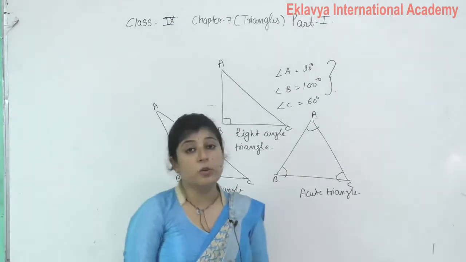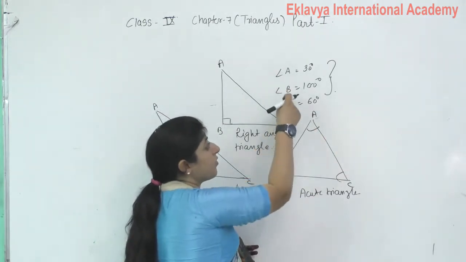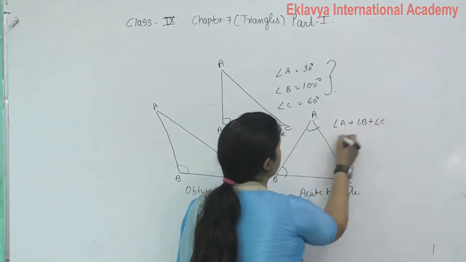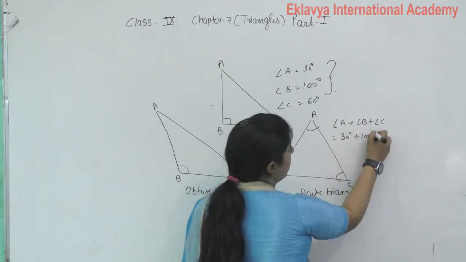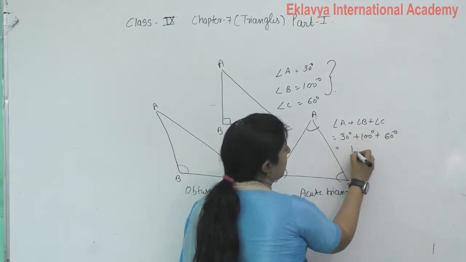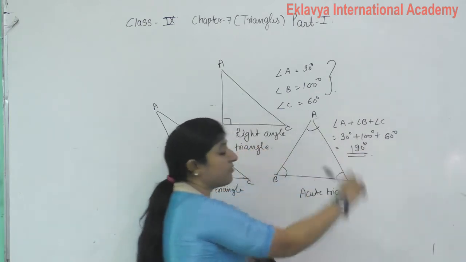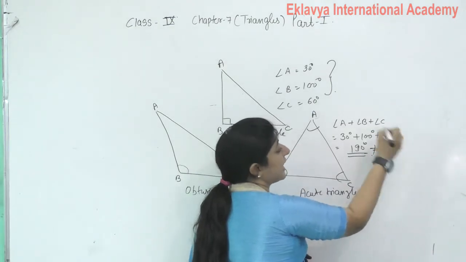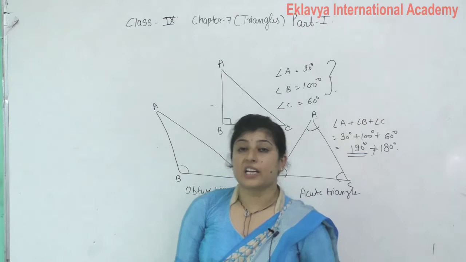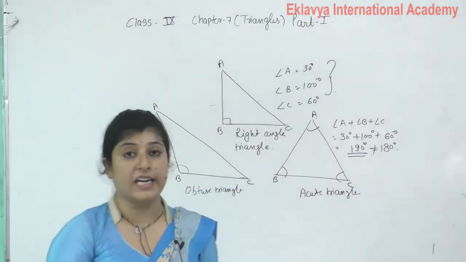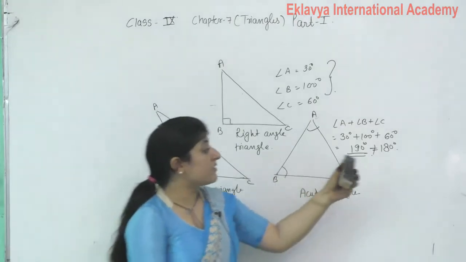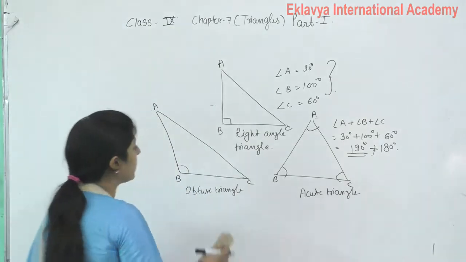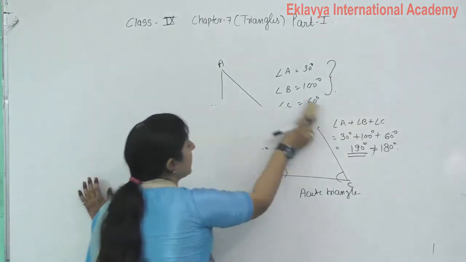Then what will we do here? We will find the sum of all the angles. Angle A plus angle B plus angle C, 30 degree plus 100 degree plus 60 degree. This sum will be 190 degree. This is not equal to 180 degree. That's why these given angles will not form a triangle. So it is a very necessary condition that in a triangle the sum of all angles should be equal to 180 degree.